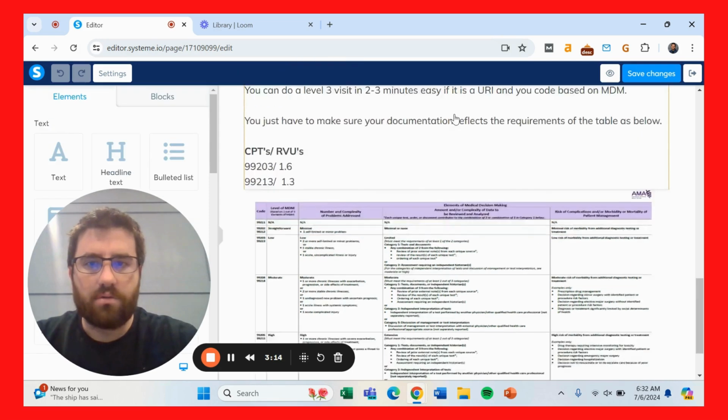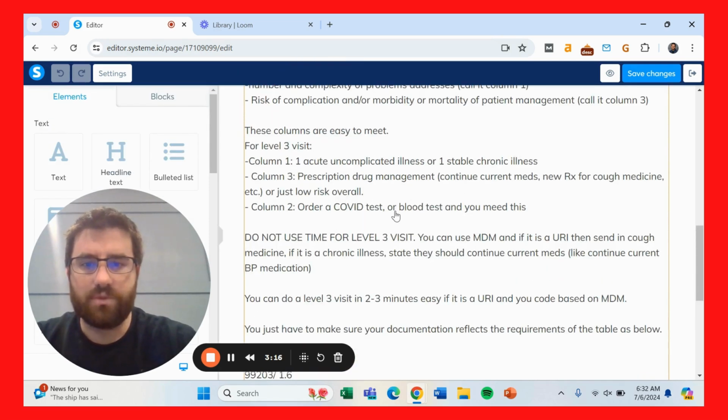All right, so when it comes to the level 3, do not do it for time. Only use medical decision making. Using time-based billing for a level 3 is a waste of your time. Level 3 visits can be done in 2 to 3 minutes, easy, if it's an upper respiratory infection and you're using medical decision making, okay?